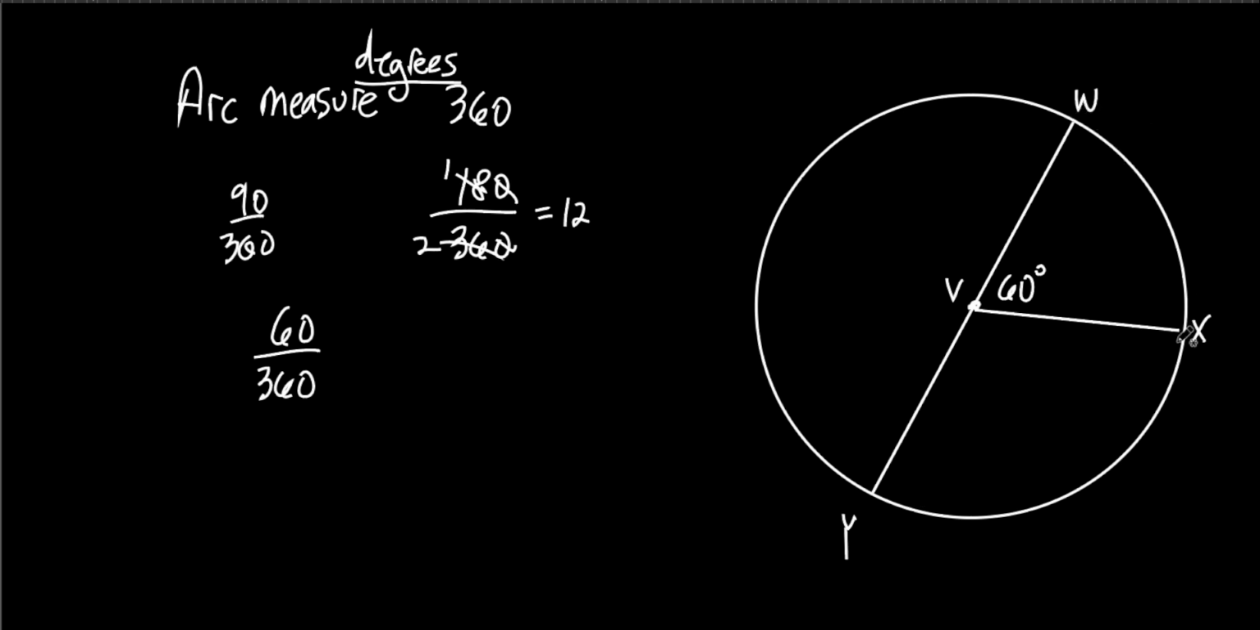So anyway, you go from W to Y, that's 180 degrees. What if I go from W to X? What would we call that then? What do you think? The arc measure.